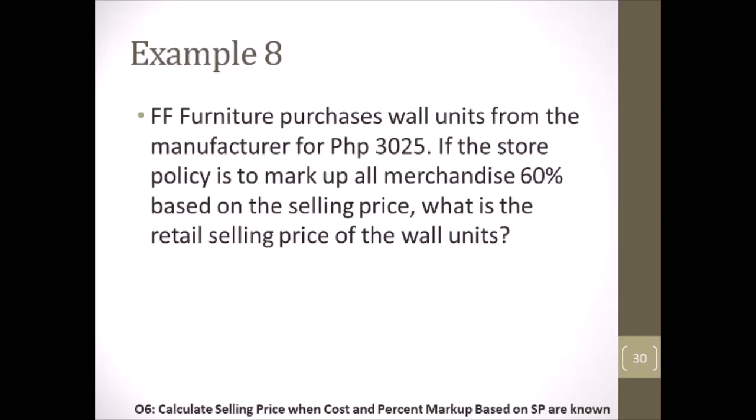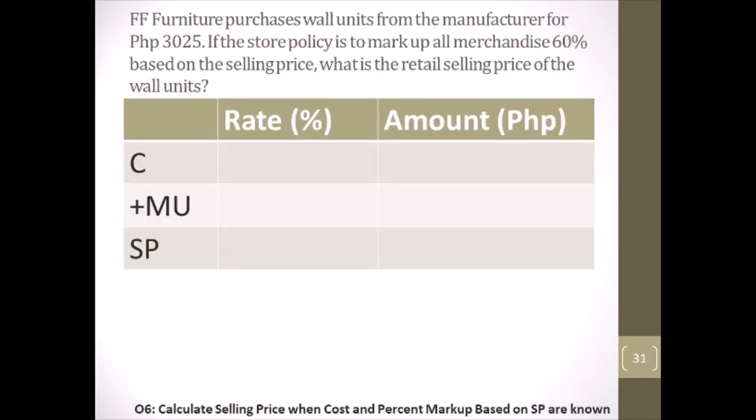A furniture store purchases wall units from the manufacturer for 3,025. If the store policy is to mark up all merchandise 60% based on the selling price, what is the retail selling price of the wall units? So let's have the table. The first figure is 3,025, so that is our cost. Next is the 60% markup based on selling price. So markup rate is 60%.